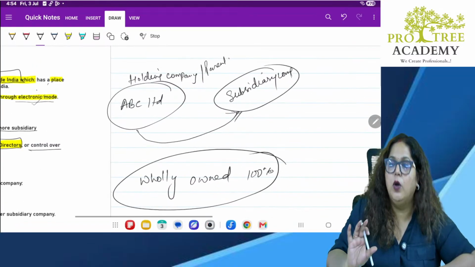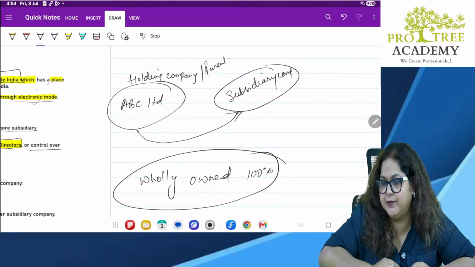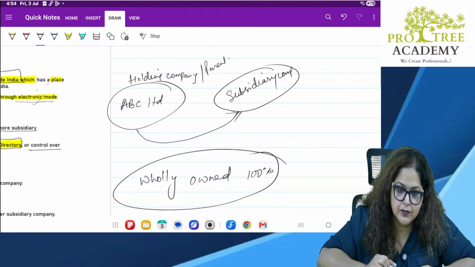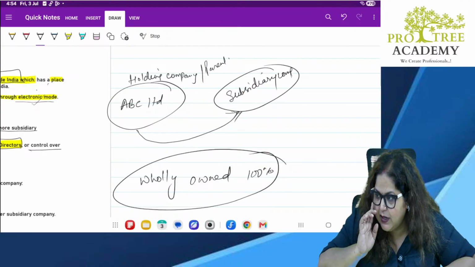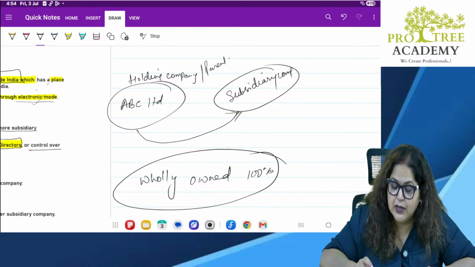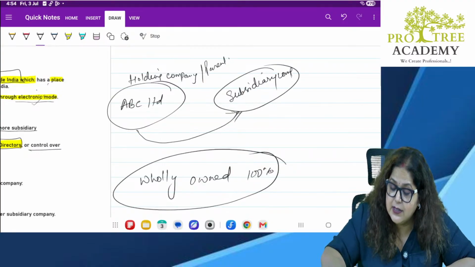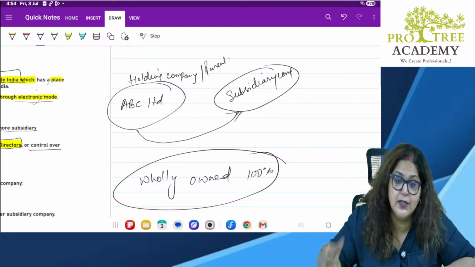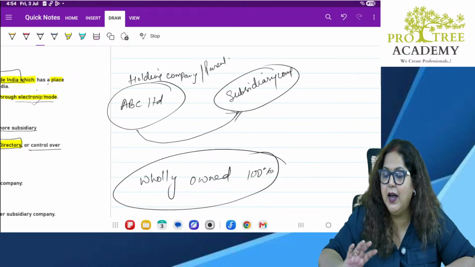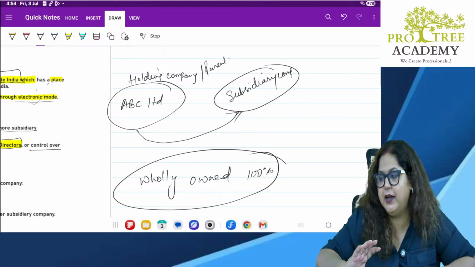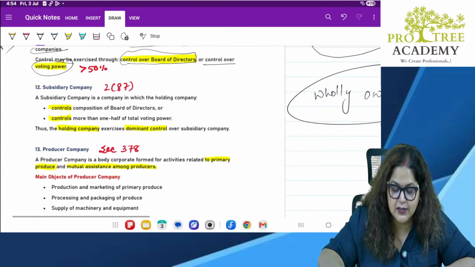Then it is called a wholly owned subsidiary. If any company has 100% control over another company, then this subsidiary is called the wholly owned subsidiary. It means the holding company has all the control over the subsidiary company. Now, you had not seen the subsidiary, no?